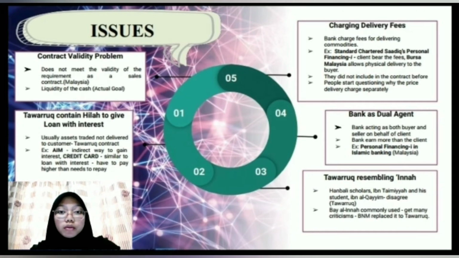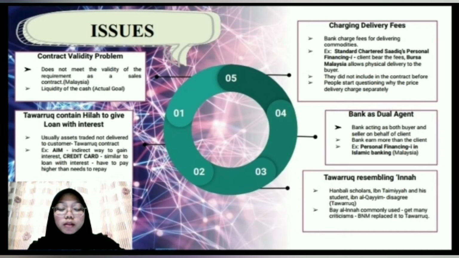Number 3 is Tawarruq resembling Bay Al-Inah. The Hanbali scholar Ibn Taymiyyah and his student Ibn Al-Qayyim totally disagree with the application of Tawarruq, as they claim it belongs to the same category as Bay Al-Inah. In Malaysia, before Tawarruq was introduced, Malaysian banking used Bay Al-Inah. However, it received many criticisms, and then Bank Negara Malaysia replaced it with Tawarruq. However, due to its misuse, the structure of Tawarruq still shows resemblance to Bay Al-Inah.